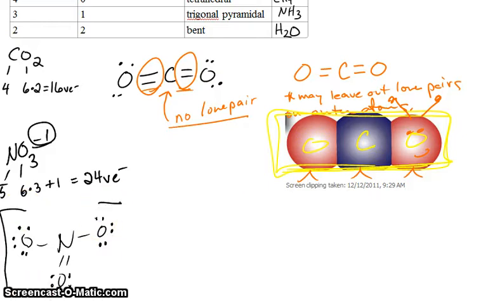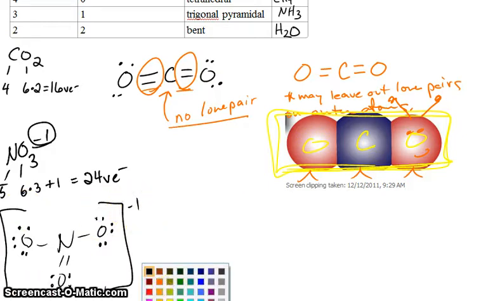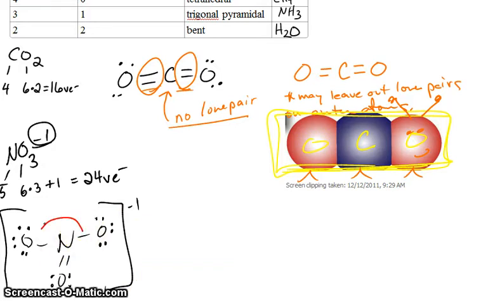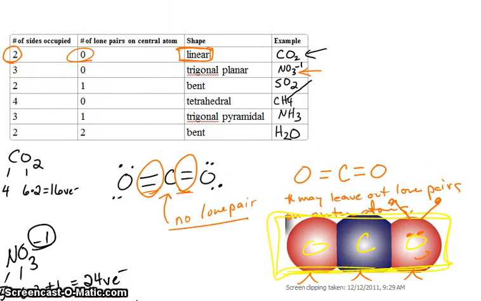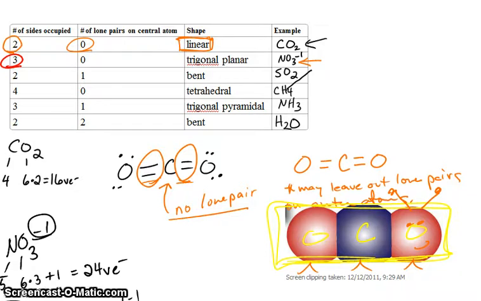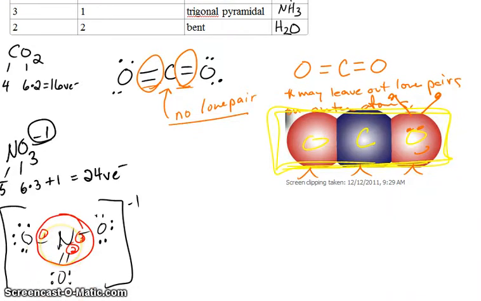And we put it in a bracket because it's an ion. Don't forget your brackets on your ions. So now when we look at this, we look at the central atom and we say, okay, how many sides of nitrogen are occupied? 1 side, 2 sides, 3 sides occupied. So we go to our chart and we see that 3 sides occupied, and it has no lone pairs. If it has 3 sides occupied and no lone pairs, that shape is called trigonal, not triangular, trigonal planar.